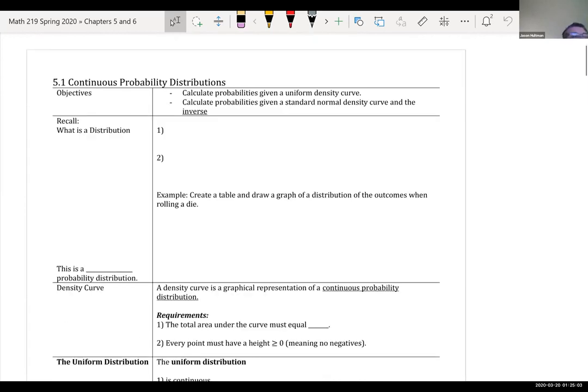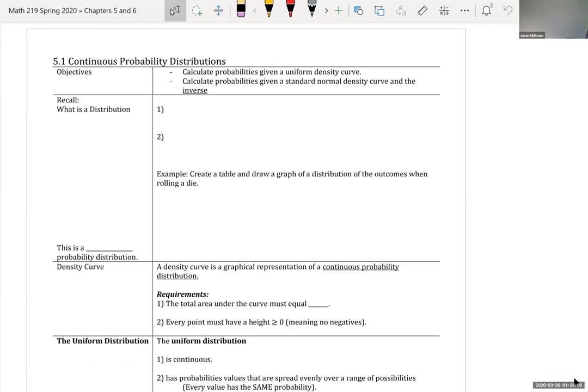Okay, 5.1, calculate probabilities given a uniform density curve. Calculate probabilities given a standard normal density curve and the inverse. Okay, recall what is a distribution. Distributions are the possible values, and two, it's the frequency and the probability that those values are going to occur.